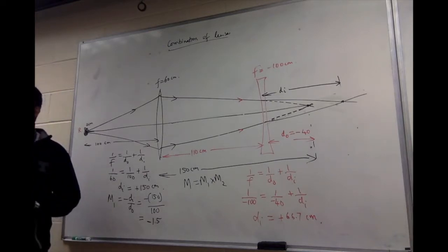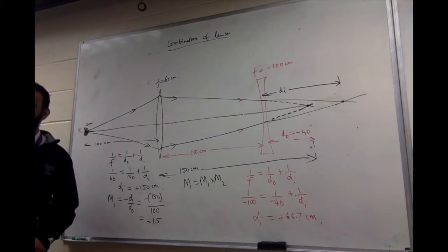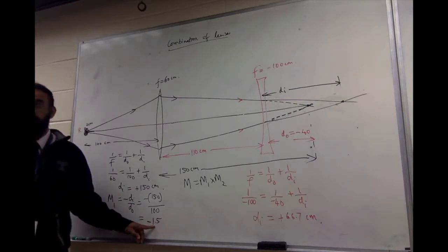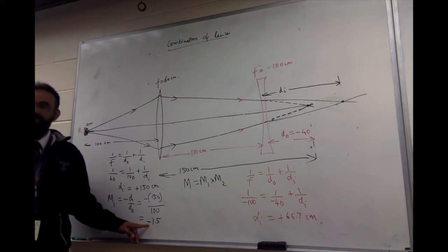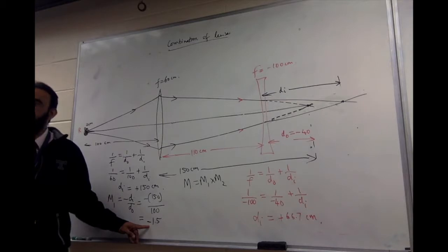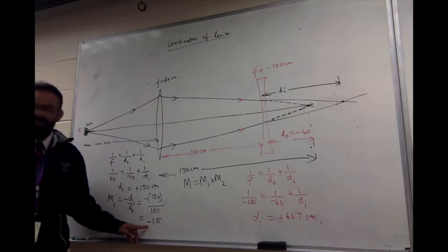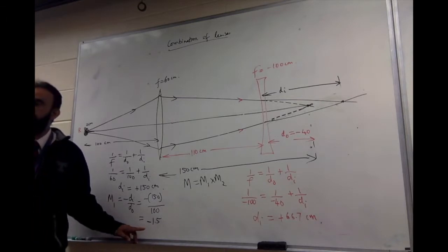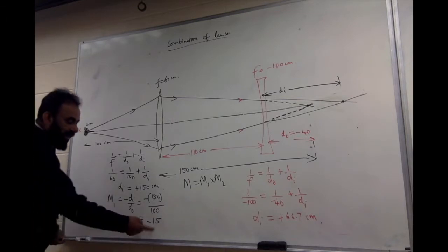In the magnification, if there's a minus sign, what does it tell you? If the number is more than 1, it is magnification. If this number is less than 1, it is a diminished image, right? What does a minus sign tell you? That the image is inverted. The negative sign tells you that the image is inverted. If it's a positive sign, that means the image is upright, the same way as it is originally. So we got a magnification of 1.5.